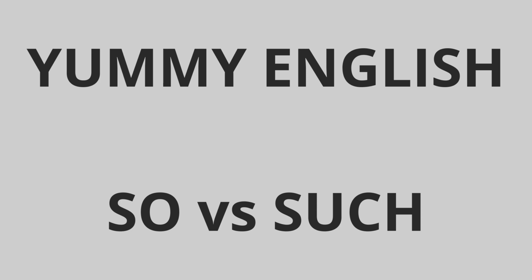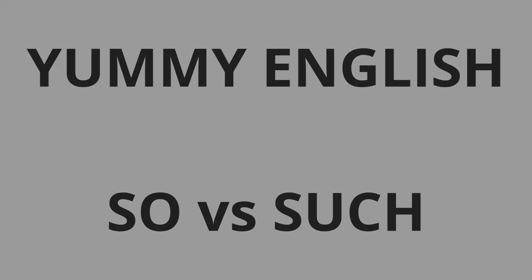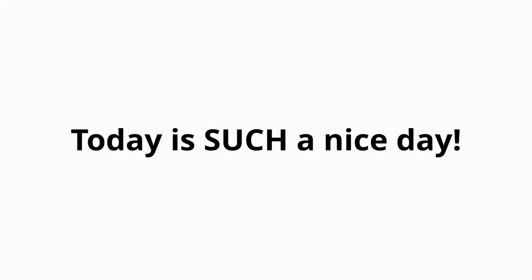Today we will revise two English words, so and such, which are quite often confused by our students. Though the difference between them is very simple. Such modifies a noun. For example, today is such a nice day. Though immediately after the word such there is an adjective, nice, such doesn't refer to it. It refers to the word day.